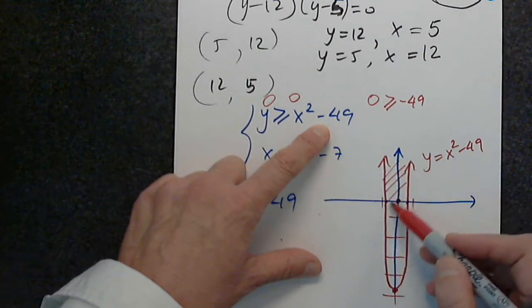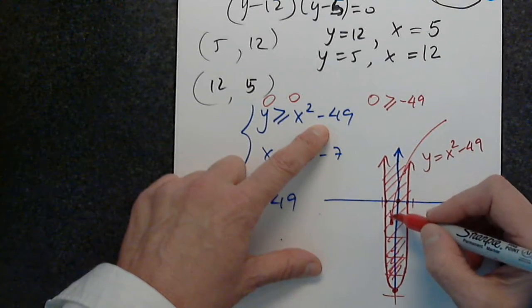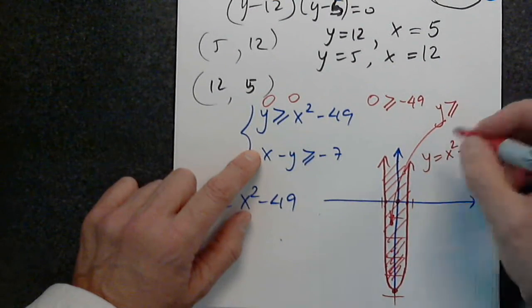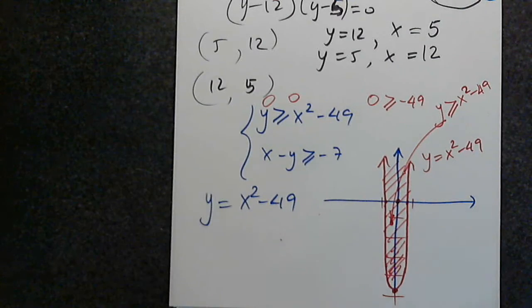True. So I have all this. All points inside represent solutions, ordered pairs, solutions to y greater than or equal to x squared minus 49.